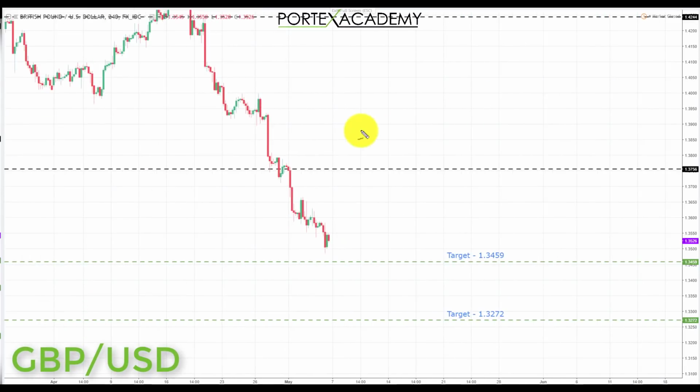Next, we have pound dollar. Last week we just continued this move to the downside in the pound dollar, and we actually took out all 3 targets from the weekly forecast last week. And we go into this week very, very close down to the next key area of support to the downside.